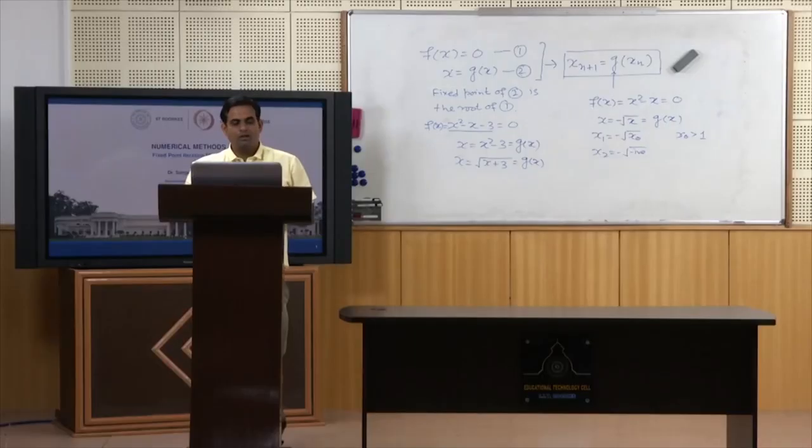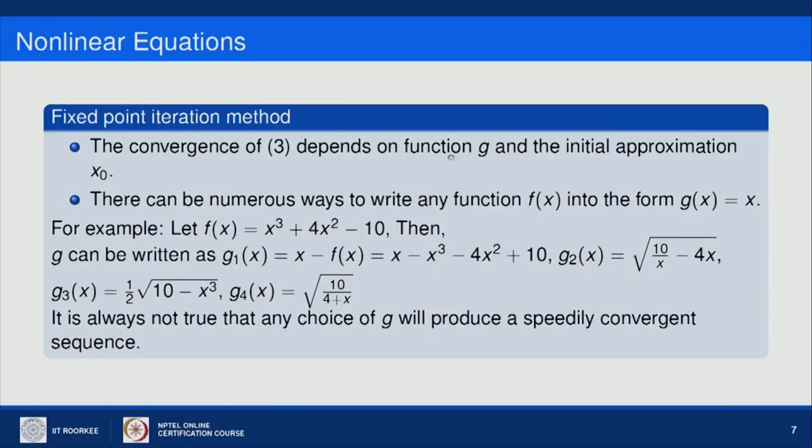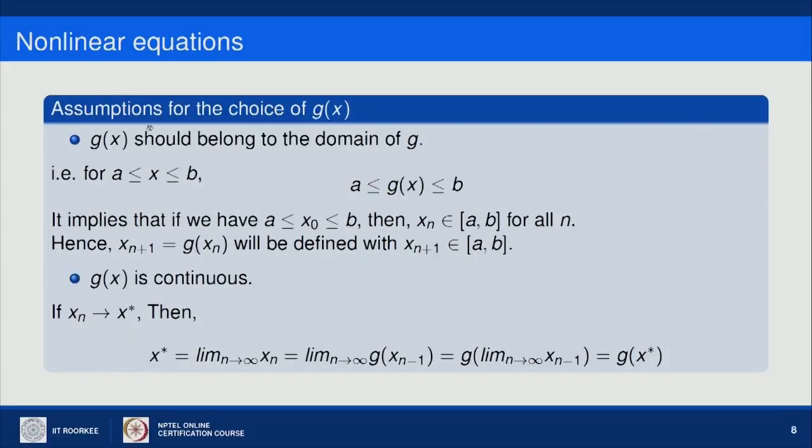Moreover, the convergence of the fixed point iteration method depends on the function g, that is how you choose your function g, and the initial approximation x naught. Now, I am going to explain a few assumptions for choosing g. The first assumption is that g x should belong to the domain of x. That is, if x belongs to the closed interval a to b, then g x should belong to the closed interval a to b. Why am I taking this assumption? If we have an x naught between a and b, then for all n, xn should lie in the closed interval a to b, because xn plus 1 equals g of xn, and hence xn plus 1 should be defined in the closed interval a to b, and it can happen only when the domain of g is between a to b.